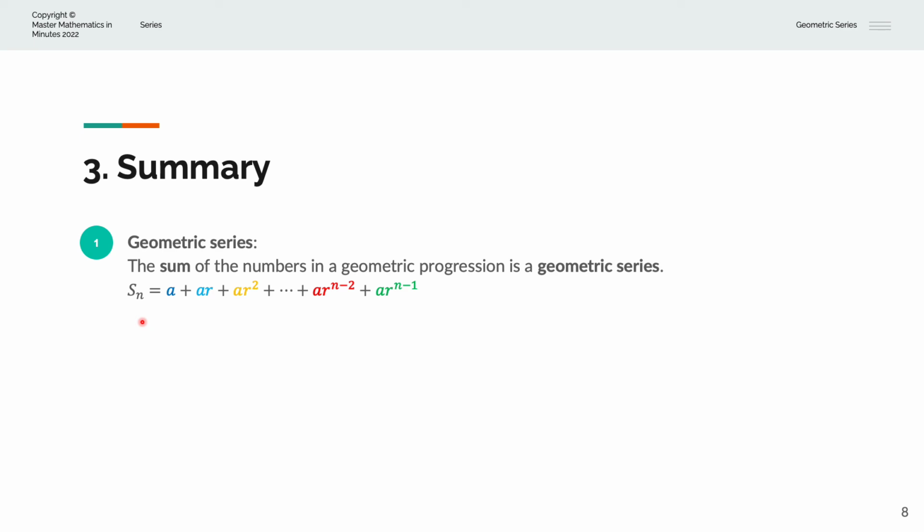And so we had 2 formulas for Sn. The first one is Sn is equal to a times 1 minus r to the power of n, divided by 1 minus r, provided that r is not equal to 1. And if we're summing across an infinite number of terms, S infinity is equal to a over 1 minus r, provided that the absolute value of r is below 1.